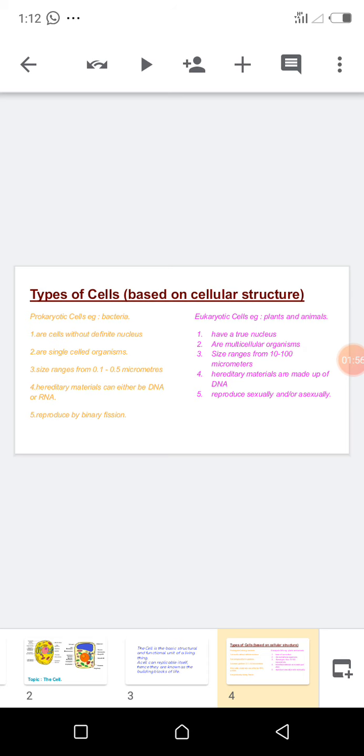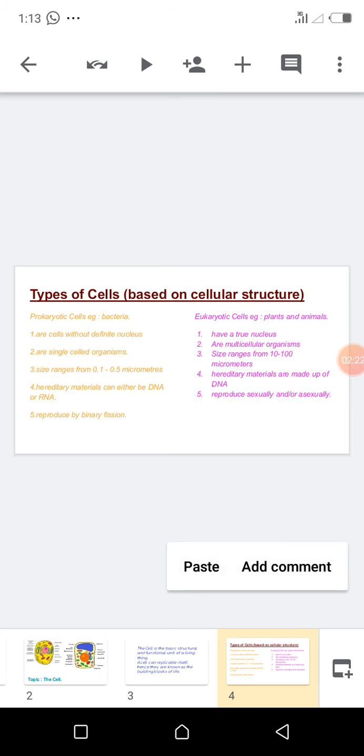Now, prokaryotic cells can reproduce by binary fission. Binary fission whereby an organism divides into two daughter cells, and then the two daughter cells grow in size, and when they are mature they can divide into two as well. So that's binary fission in unicellular organisms.